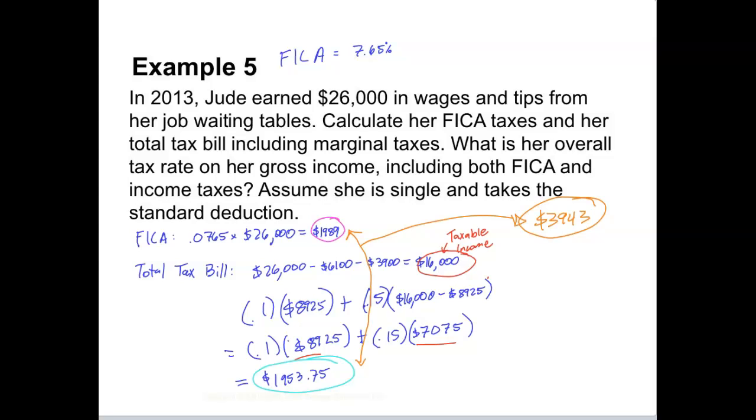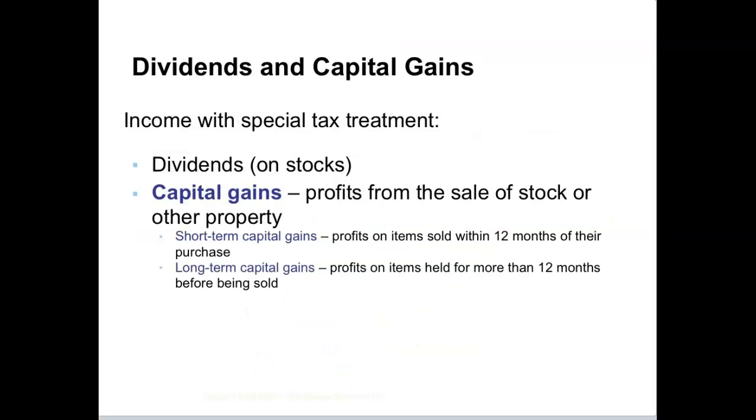All right. We're getting towards the end here. Dividends and capital gains are treated slightly differently than normal income. So things you make from investments basically get special treatment. So dividends are just profits paid out on stocks, and capital gains are profits that you make from the sale of stocks. And there are two kinds of those. There are short-term capital gains and long-term capital gains. Short-term are profits on items sold within 12 months of their purchase, and long-term are profits held for more than 12 months.